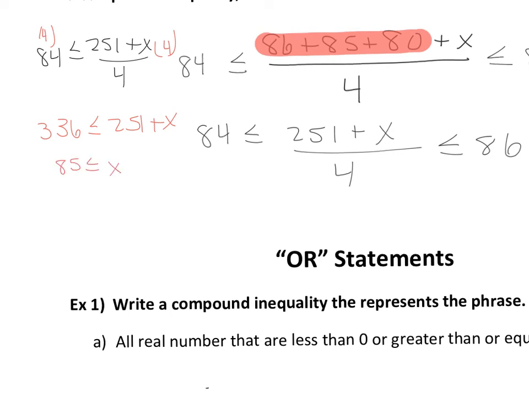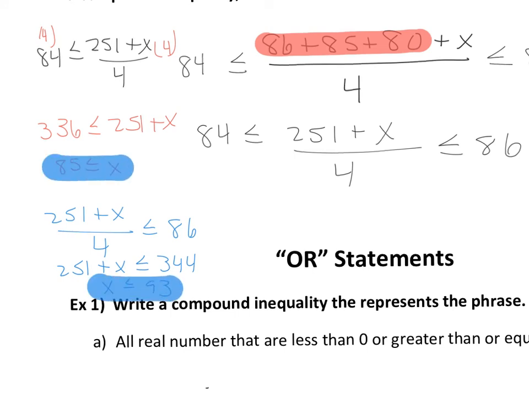All right, and then I'm going to change colors here and do the next one. So I have 251 plus x divided by 4 is less than or equal to 86. So again, I'm going to multiply, so 251 plus x is less than or equal to 344, and then I'm going to take 344 minus the 251 and get x is less than or equal to 93. Oops, write that 3 better. There we go. So this is going to be what you need to be between. You need to be between an 85 and a 93 on this 4th test.